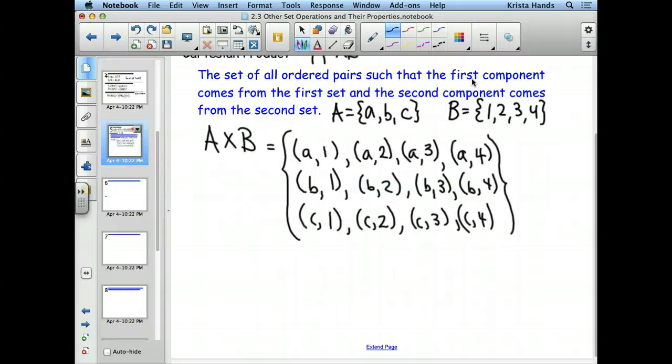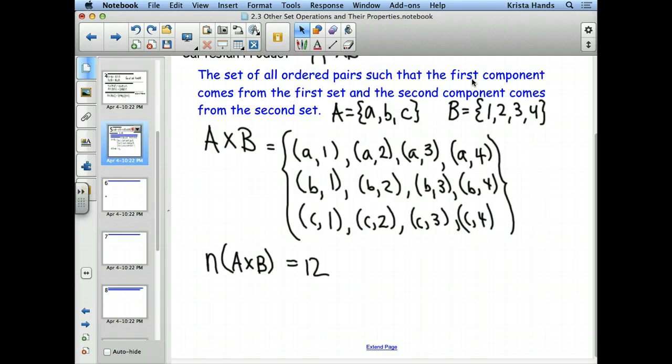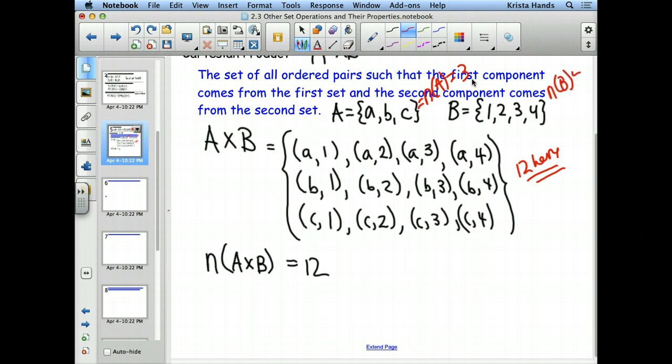So if you wanted to know the cardinality of A cross B, you actually found out how many are in this particular one. 12. Because there's 12 of these guys, right? But how many were in set A? There are 3, so N of A was actually 3. And how many were in B? 4. And if you can use your imagination, how could you use 3 and 4 to get 12?